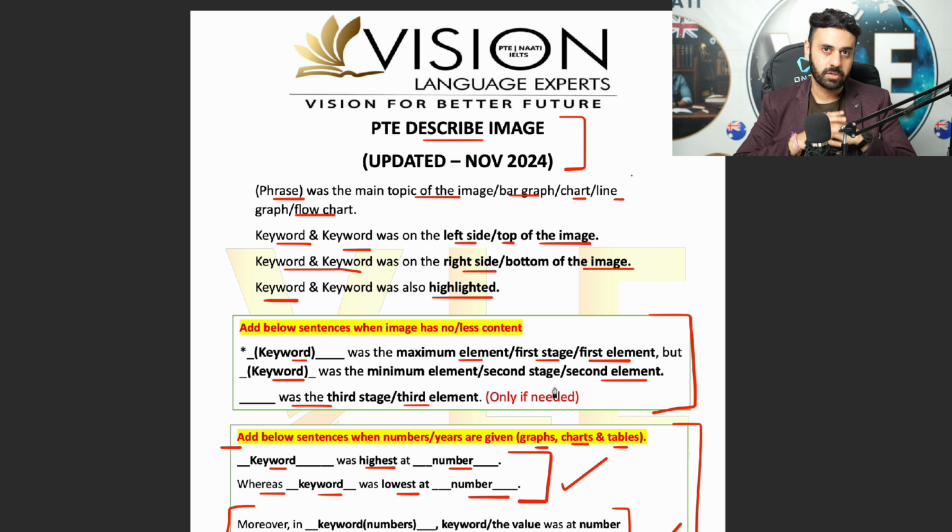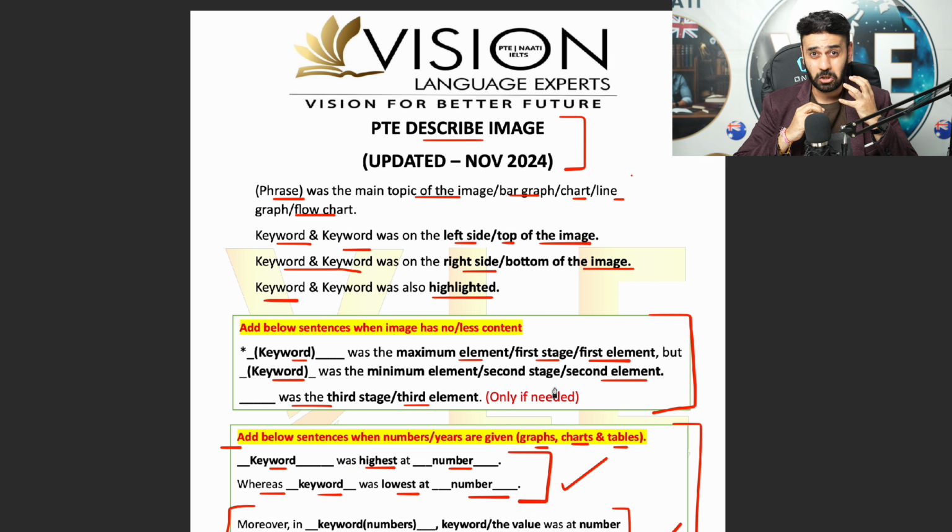Now this was for describe image, guys, but you have to make sure that you show the trends, and on top of that you also have to make sure that you use different kinds of vocab to illustrate those trends, okay, such as highest, lowest, maximum, minimum. And make sure, guys, in 25 seconds you are very well versed with all the keywords, all the trends which you want to say, because still your fluency and pronunciation will be marked by the computer, that means by AI.